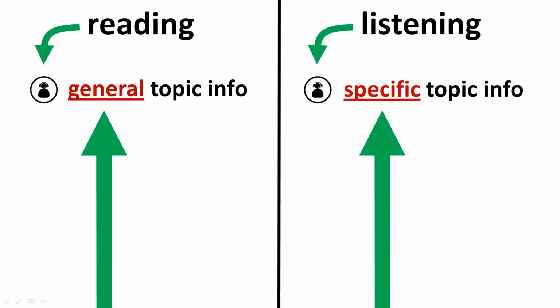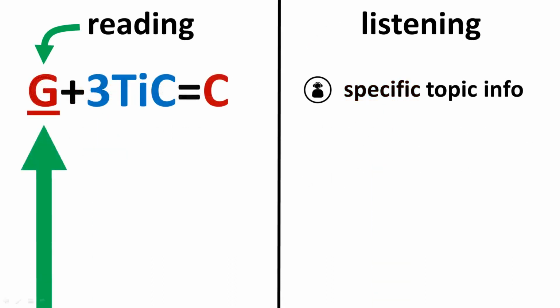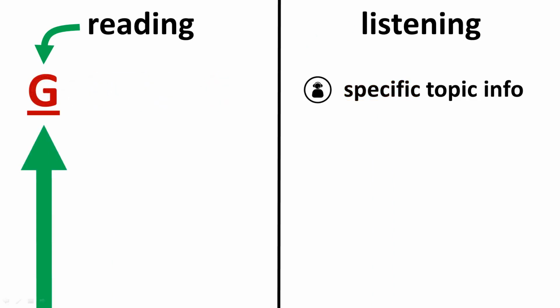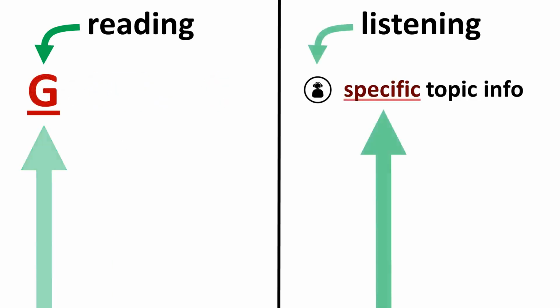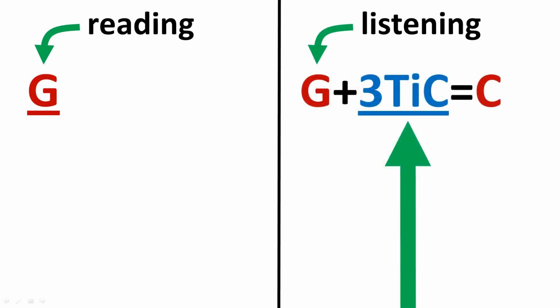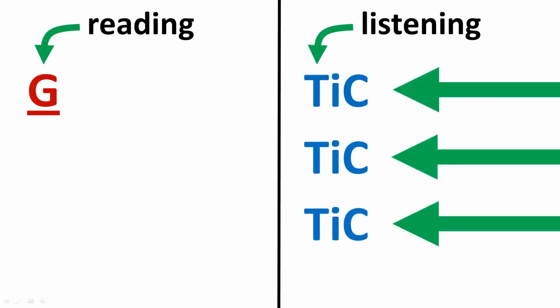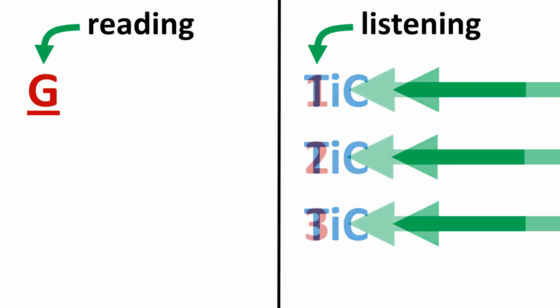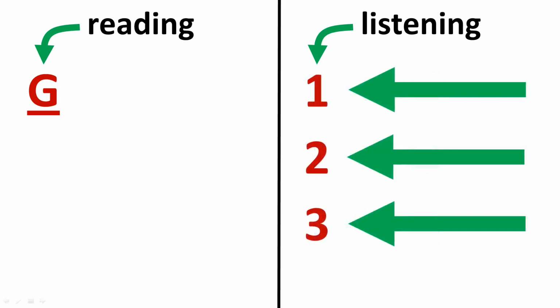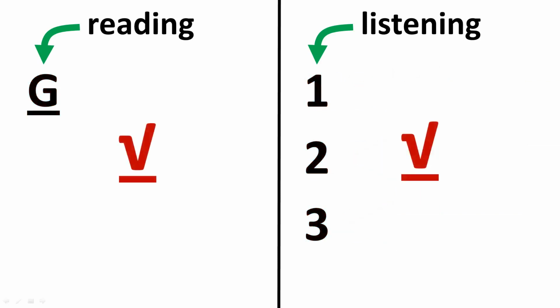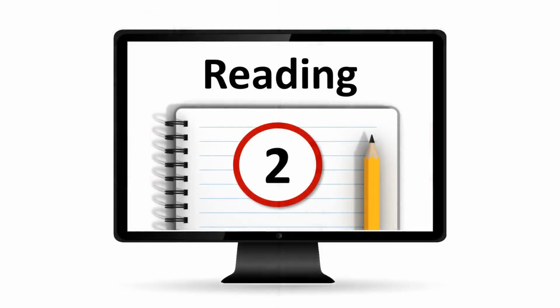Therefore, on your note map, put G for general under reading. Because the listening provides specific topic information, put 3-tick under listening. To save time on test day, simply write 1, 2, 3 instead. My note map is now complete. Next is step 2, reading.